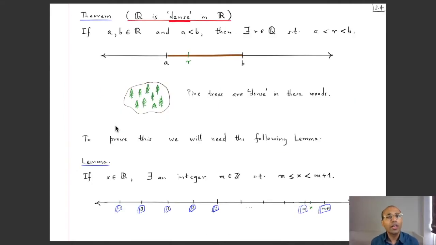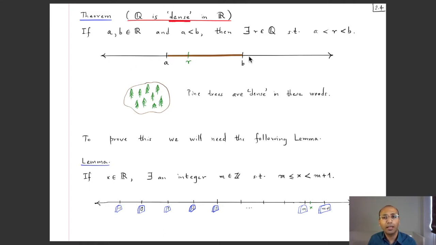Now using the Archimedean property, we will prove the following important theorem. This theorem says that Q is dense in R, by which we mean that if you have any two real numbers A and B, and A is strictly less than B, then there exists a rational number between A and B. So there exists a rational number r such that r is strictly bigger than A and strictly less than B. So pictorially we have the following.